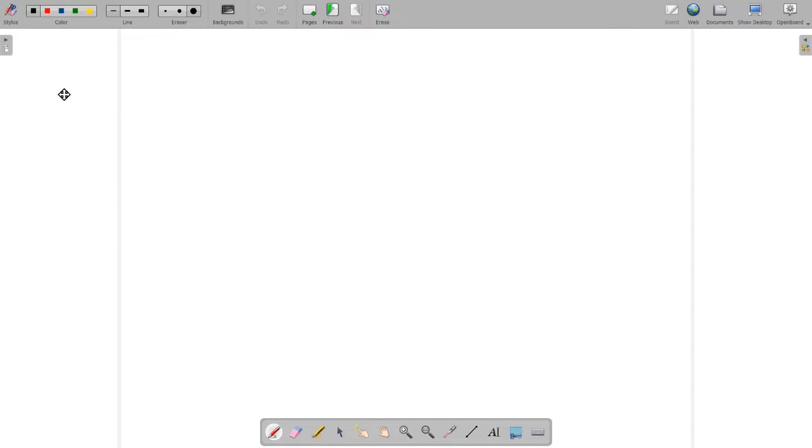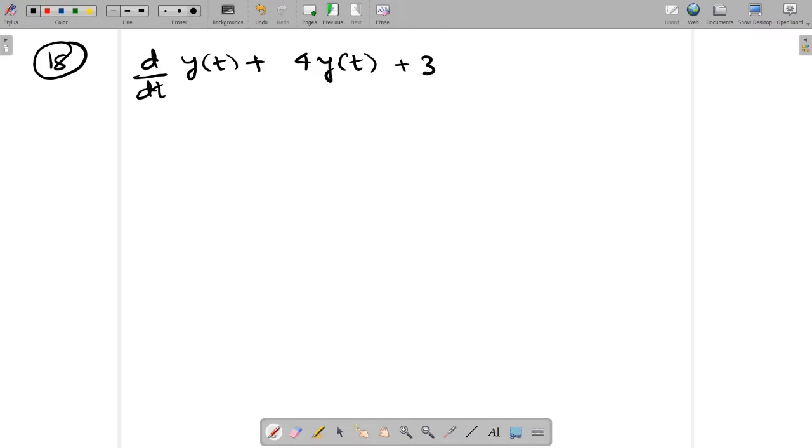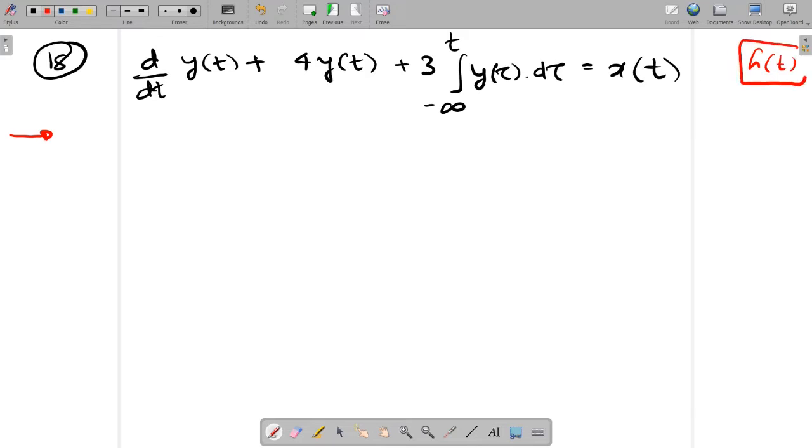Next sum please, sum number 18. d by dt of y of t plus 4 y of t plus 3... okay. So how do I solve this? I need to find h of t. Alright, your system is LTI, input is x of t, output is y of t.